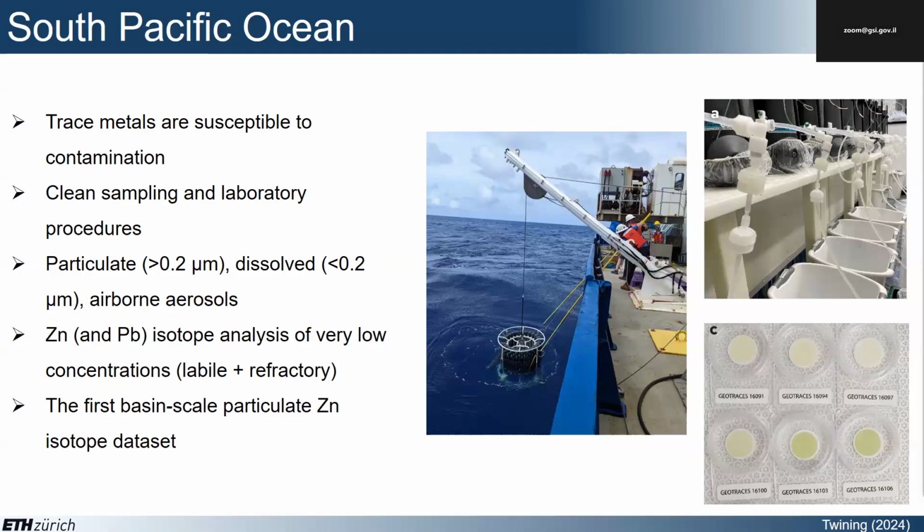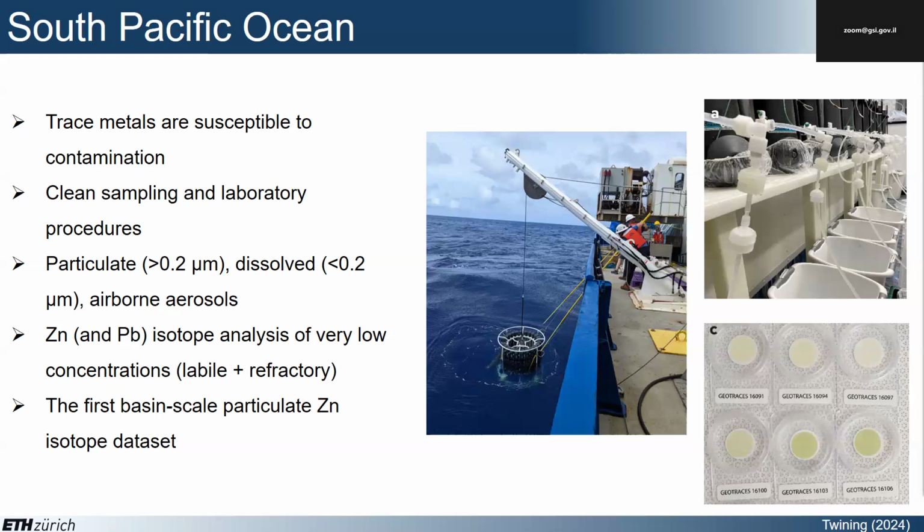Seawater is filtered through filters with a mesh size of 0.2 micrometers. We say that particles and dissolved phase samples are operationally defined. We define the particulate phase as being larger than 0.2 micrometers, and this is collected on these filters. We define dissolved as whatever comes through these filters. At the same time, we also collect airborne aerosols through aerosol collectors mounted on top of the research vessel.